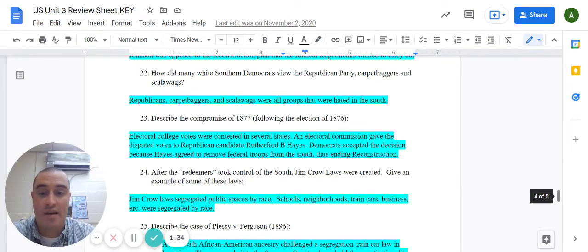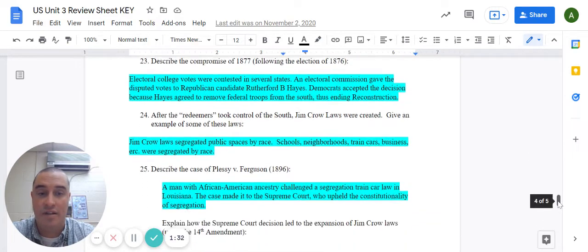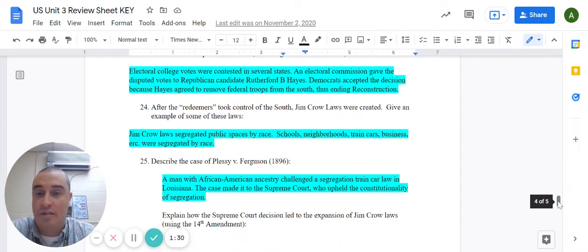23, describe the Compromise of 1877, which followed the election of 1876. So under this compromise, electoral college votes, they were contested in several states. So the compromise gave these disputed votes to the Republican candidate, Rutherford B. Hayes. He became president. Democrats accepted this because Reconstruction ended, and Hayes agreed to remove federal troops from the South.